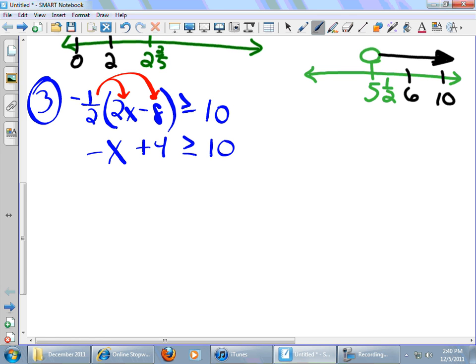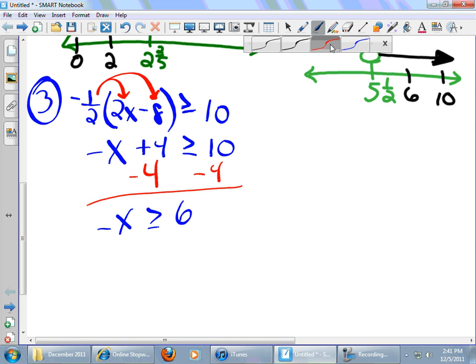Now, some of you might be wanting to flip the inequality right here because I distributed a negative 1/2. The problem is I didn't multiply both sides by the negative. If I ever have a step where I multiply both sides by the negative, that is when the inequality will flip. All right, so now I undo the addition first. When I do that, I end up with negative x greater than or equal to 6.